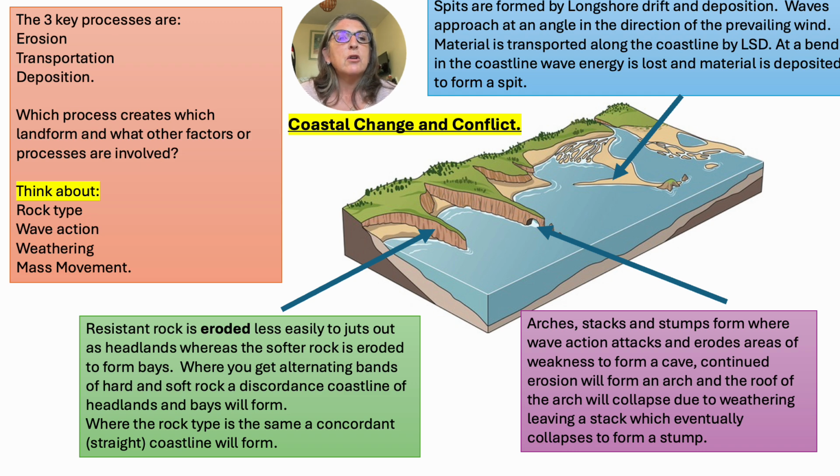The combination of erosion, transportation, deposition, together with the rock type and other processes like weathering and mass movement will help explain why you see what you see.